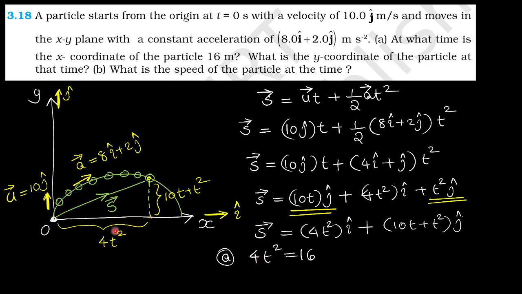So 4t square is given as 16. It happens at what time? 4t square equal to 16. This implies t square equal to 16 by 4, or t equal to 2 seconds. So when time equal to 2 seconds, the displacement has the x coordinate 16 meter. Please write down. If you have written and 100% clear, raise your hand.